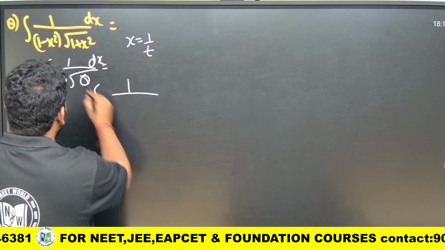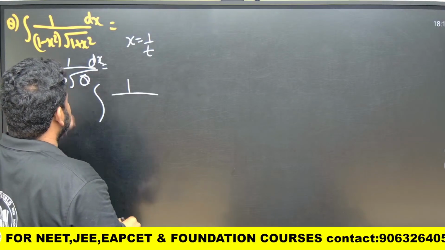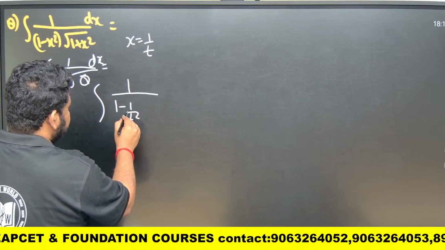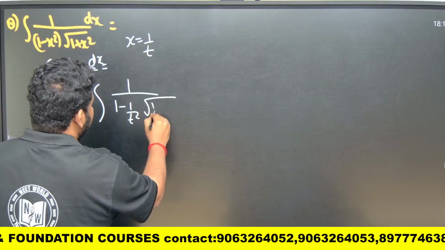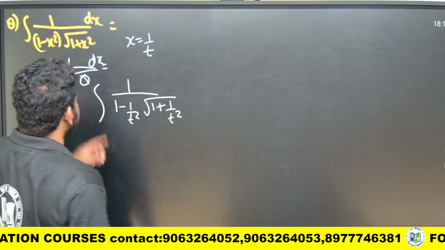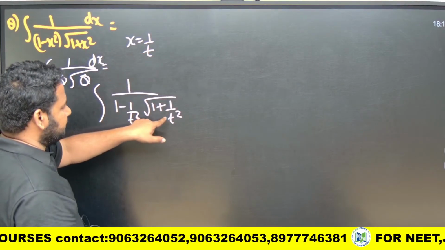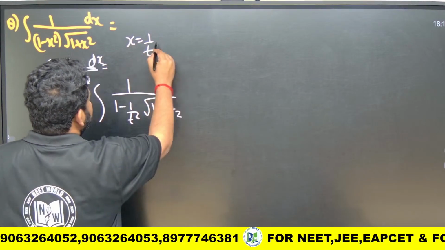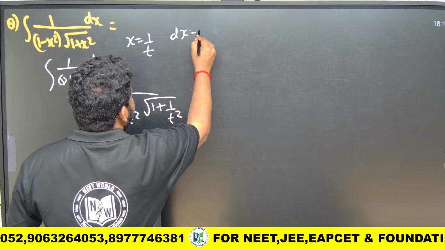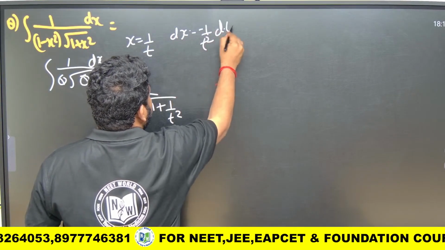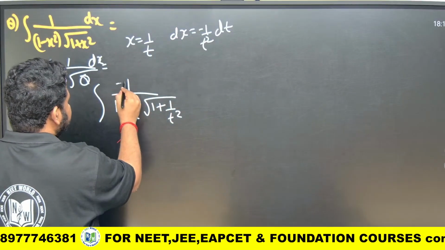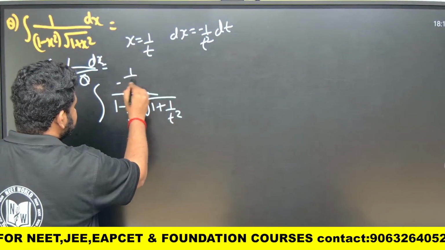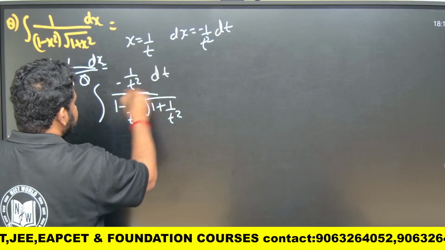This question will transform, if I take x as 1 by t, into 1 minus 1 by t square into square root of 1 plus 1 by t square, because x will become 1 by t. If I take x is equal to 1 by t, then dx will become minus 1 by t square dt. So instead of dx, I should write minus 1 by t square dt. Okay, this is what I will have.